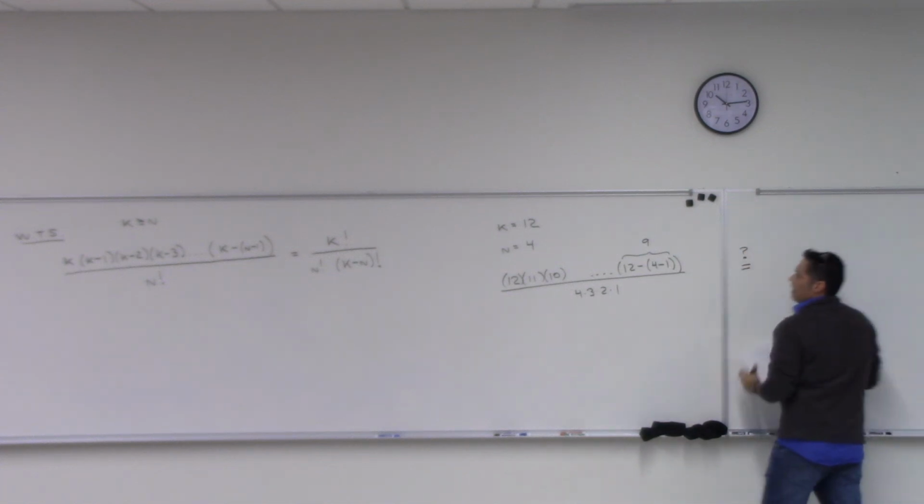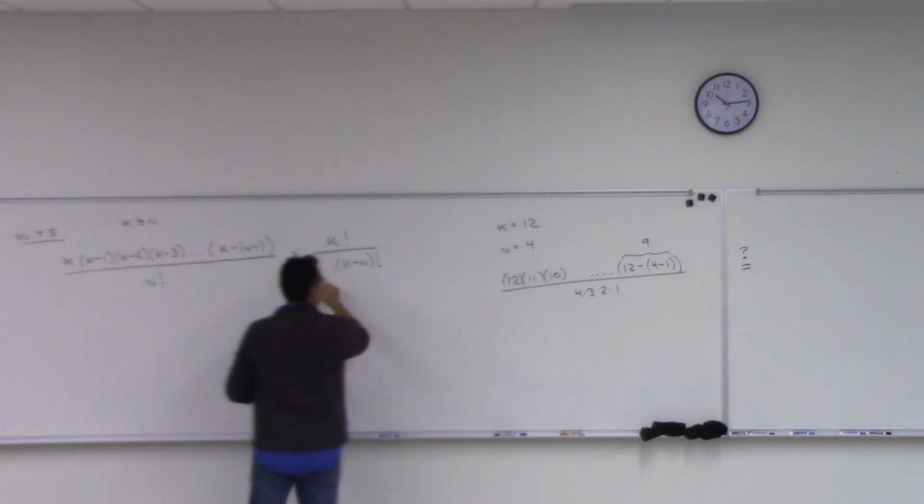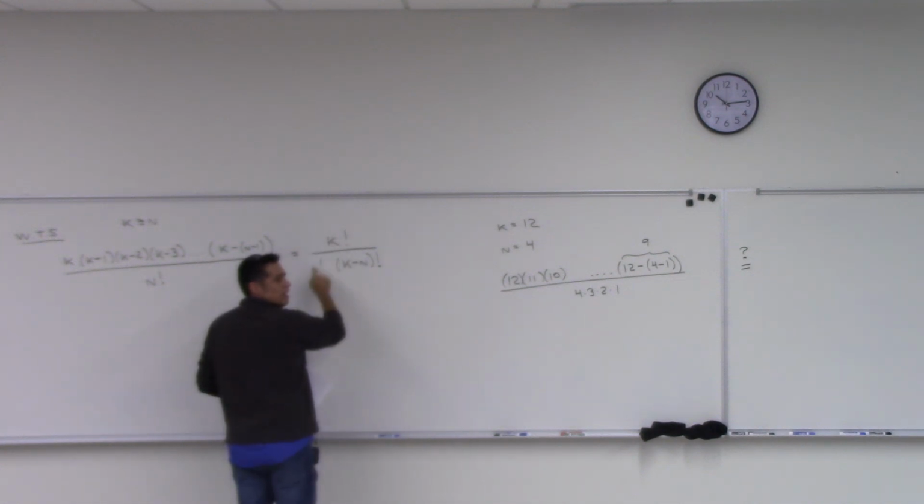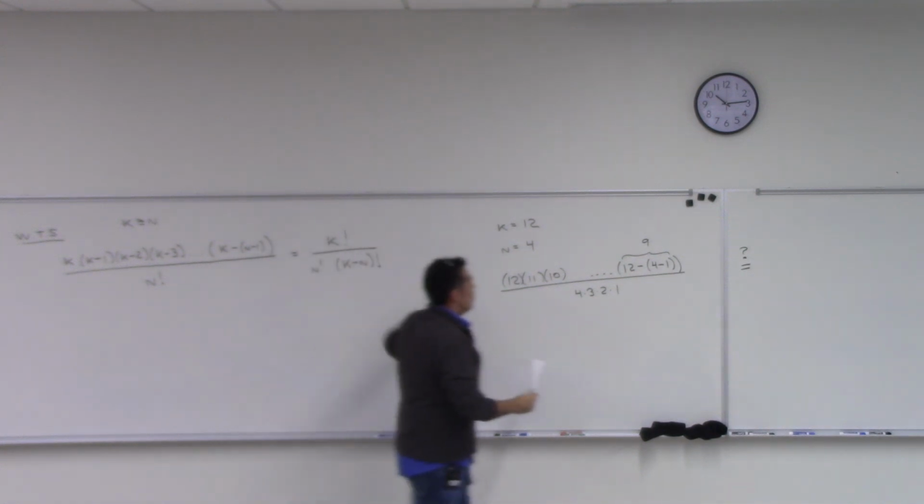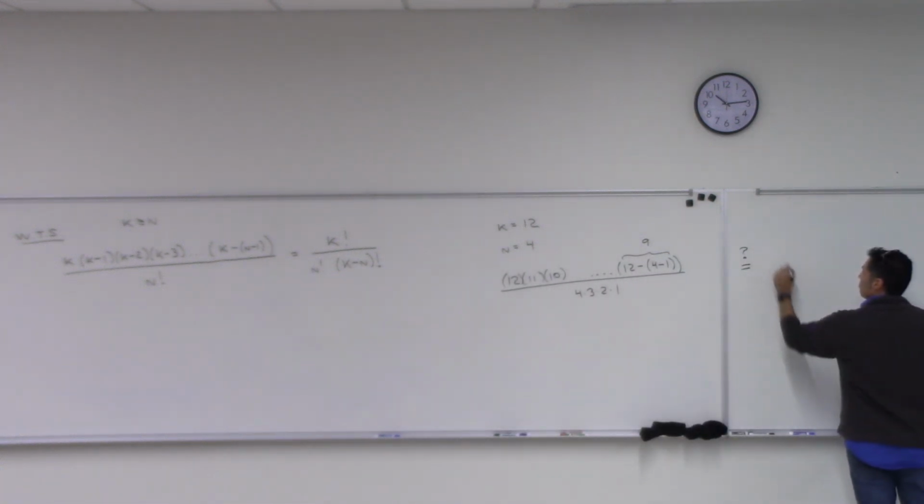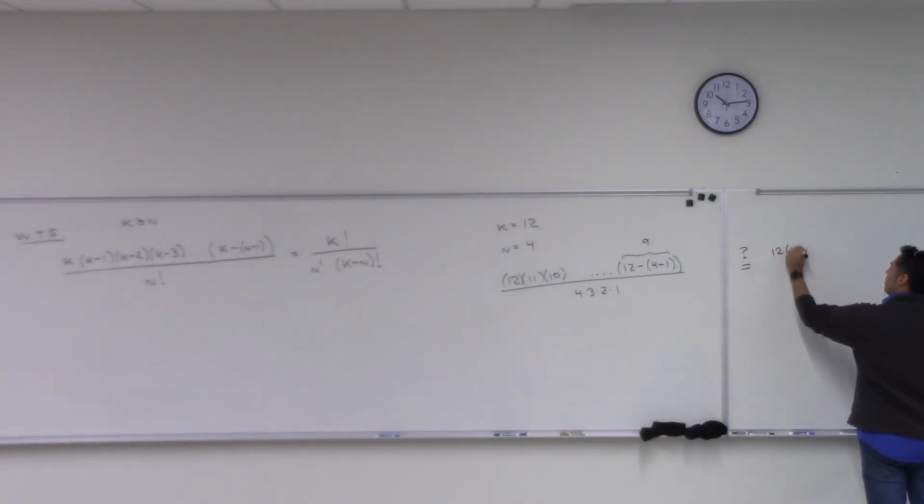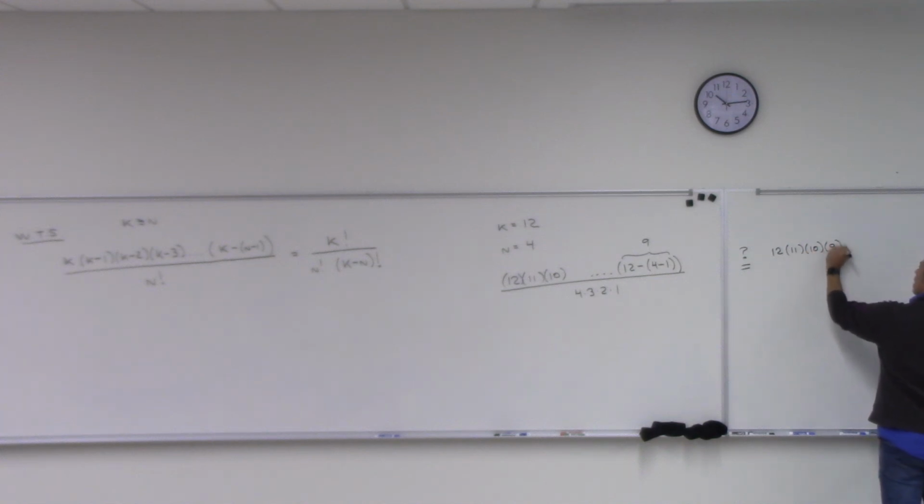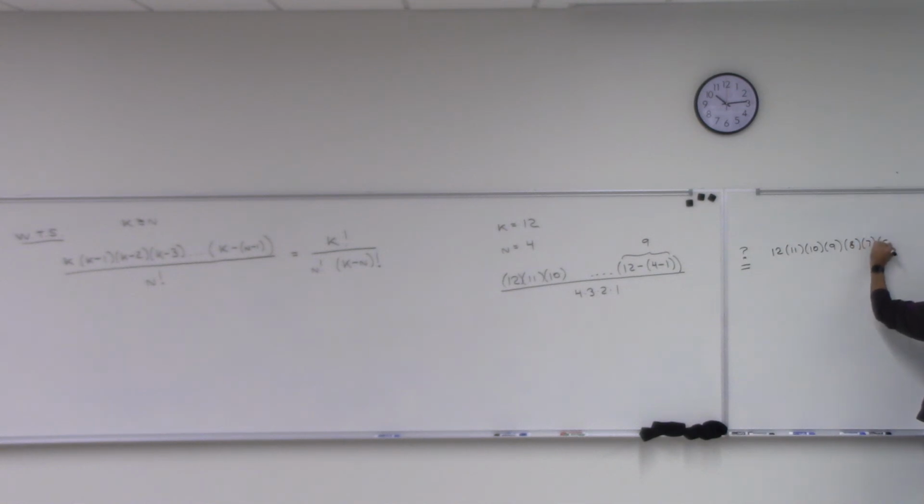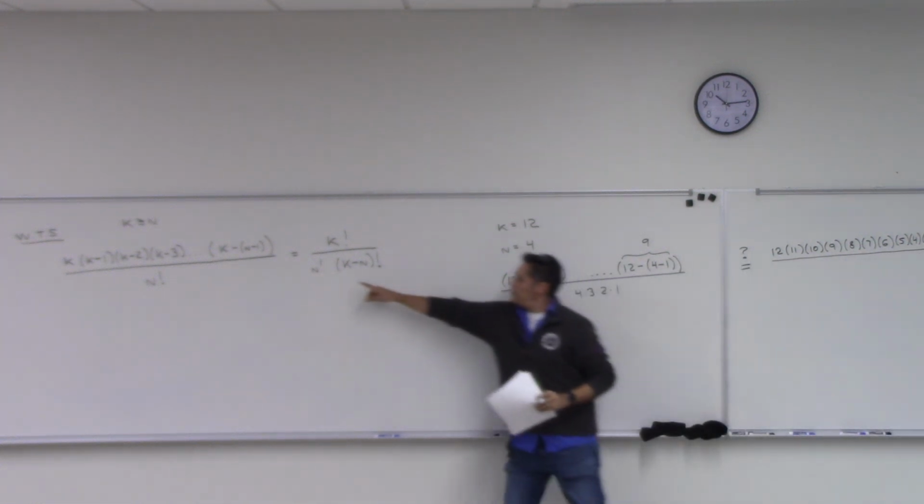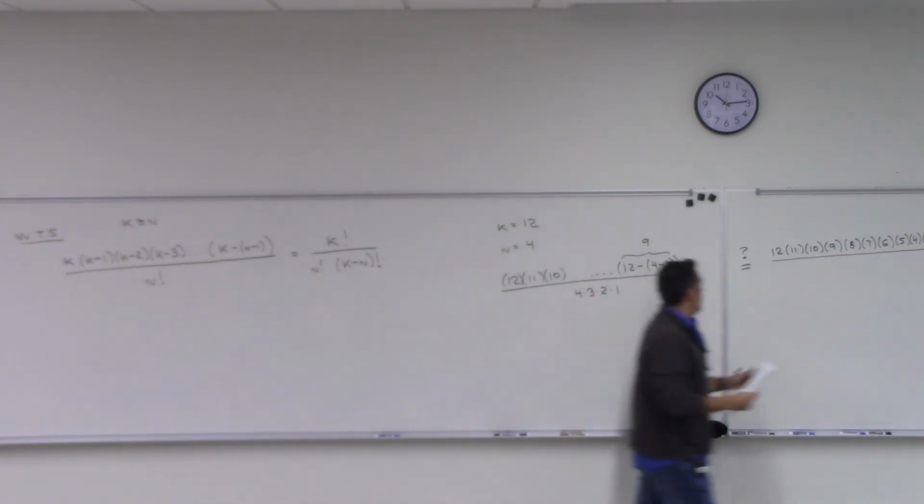The question is, is that equal to, now let's plug in those same things over here. So on top I would have 12 times 11 times 10 times 9, all the way down, right? 8, 7, 6, 5, 4, 3, 2, 1. That's k factorial on the top. Then the bottom I have n factorial, that's 4 times 3 times 2 times 1.